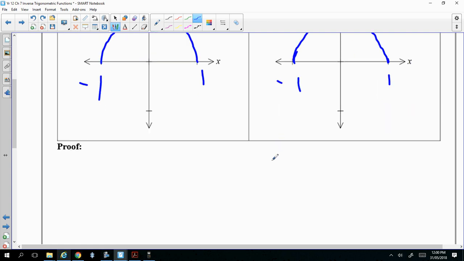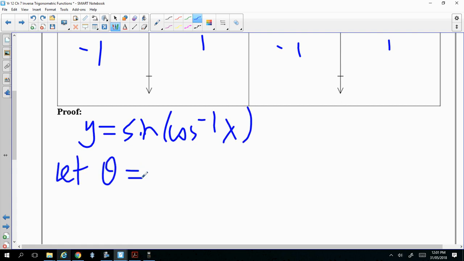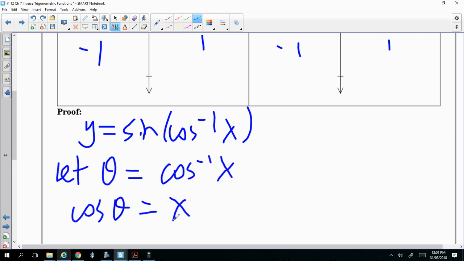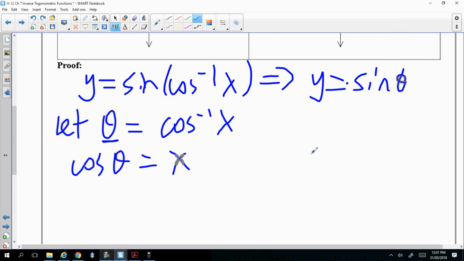So let's prove that. To prove this, let's start with y equal to sine cos inverse of x. We're going to let theta equal to cos inverse of x, which means cos theta equal to x. That's the first step. And then we write this down: y equal to sine theta, because theta is cos inverse of x. And then we're going to draw a triangle. So y equal to sine theta, cos theta equal to x.